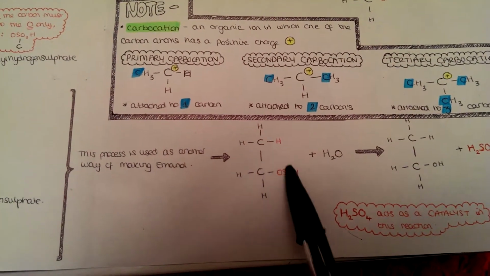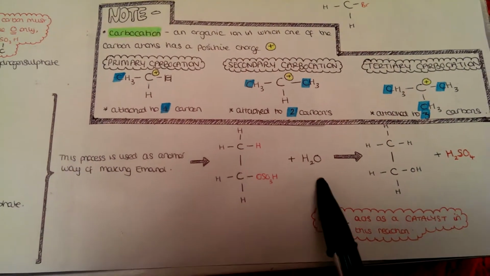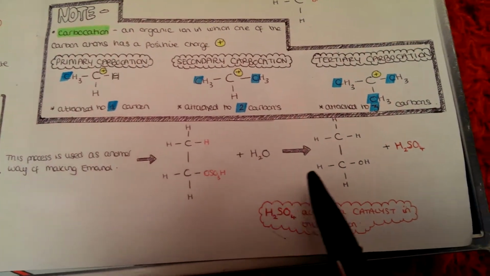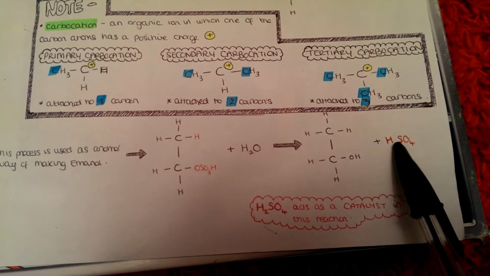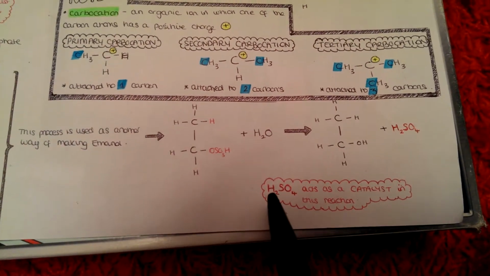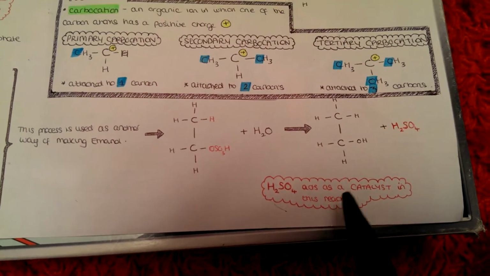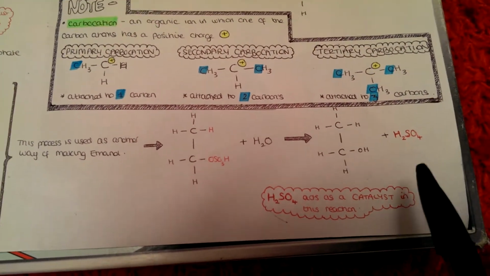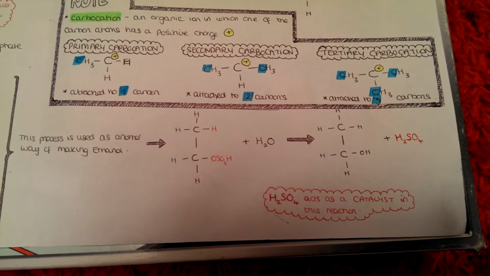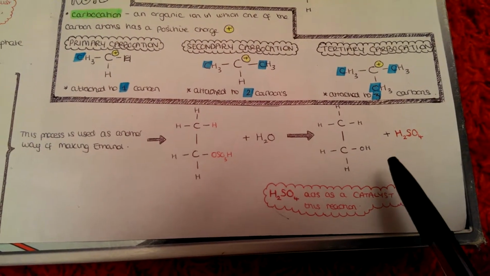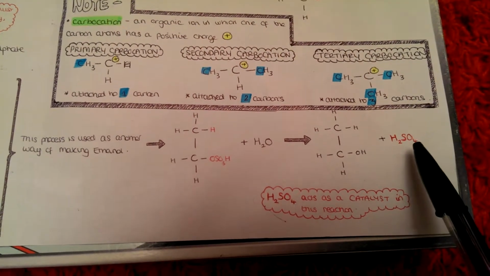The ethyl hydrogen sulfate is added to water, which then produces ethanol and sulfuric acid back. I wrote here that the sulfuric acid acts as a catalyst in this reaction. You might not understand why now, but you will later on. But it's simply because a catalyst gets used up chemically, but then gets replaced at the end. It doesn't get lost, it doesn't change into anything else. It appears at the beginning and again returns at the end.